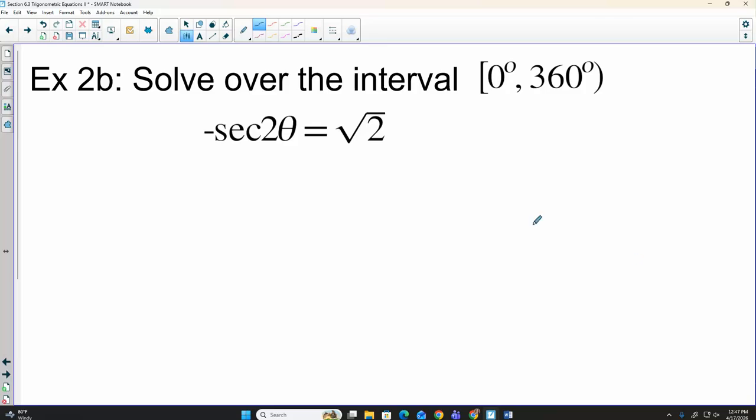Do we have a secant 2 theta formula? No, so we probably just need to solve this. What would we do with the negative? Okay. Personally, I don't like thinking about secant, cosecant, or cotangent. I always flip them. That means cosine is 1 over that, or negative radical 2 over 2.